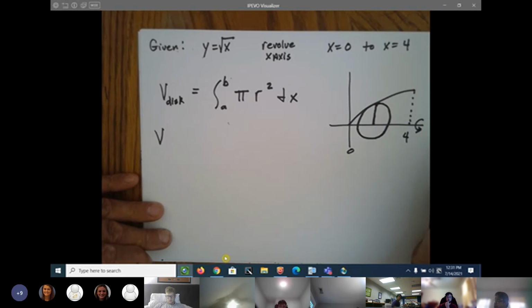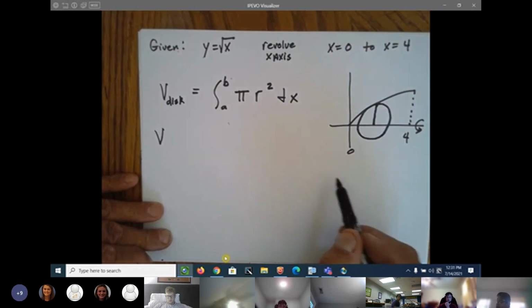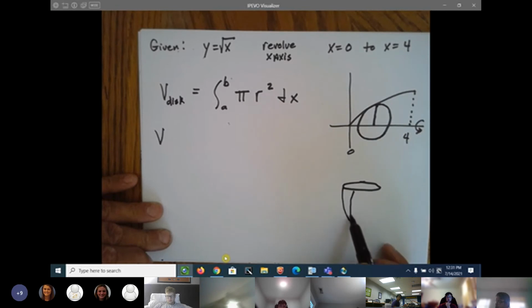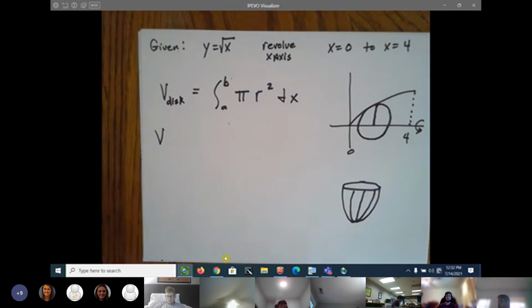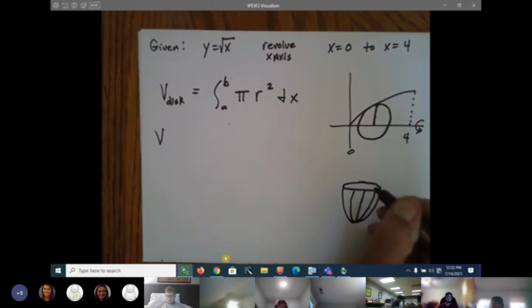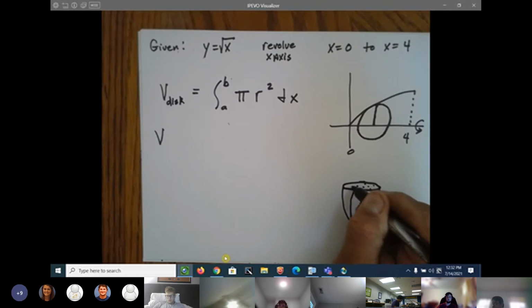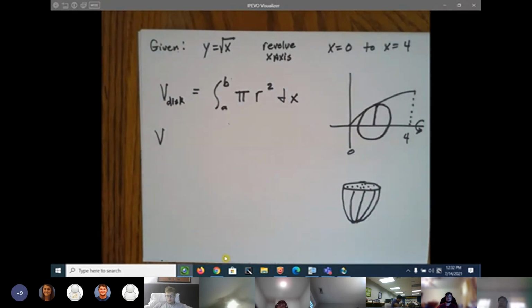So in other words, you got some kind of three-dimensional object that looks like half of a watermelon. Everybody picture a half of a watermelon? That's what it looks like. Be nice if I could draw a half of a watermelon, but there, I'll add the seeds.